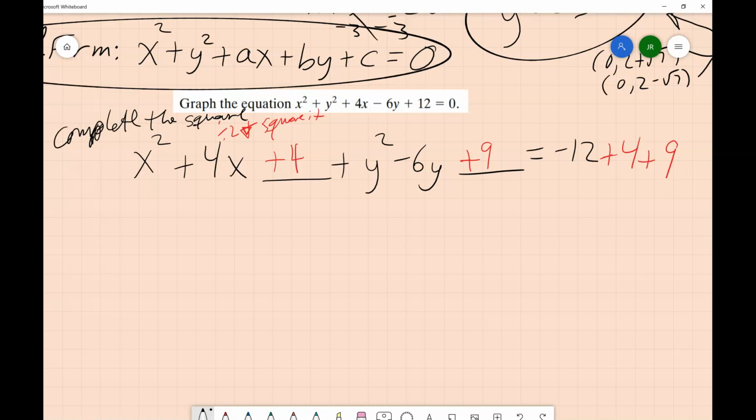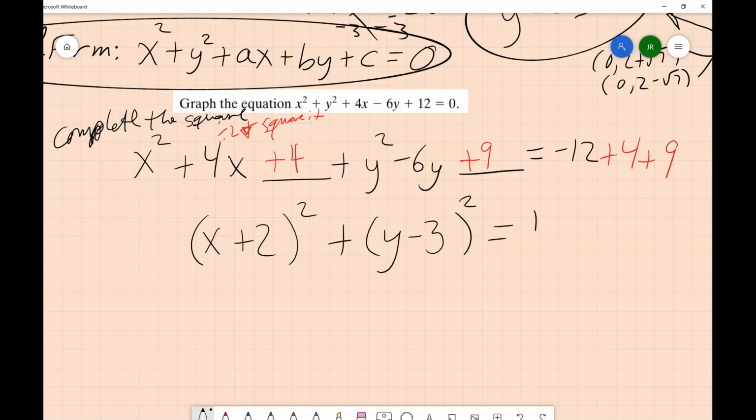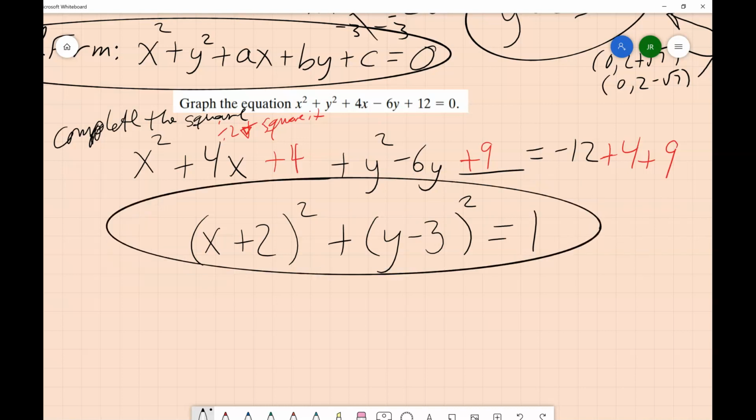So now, how does x squared plus 4x plus 4 factor? X plus 2 and x plus 2, or I'm going to write x plus 2 squared. How does y squared minus 6y plus 9 factor? Y minus 3, y minus 3. So I'm going to write y minus 3 squared equals negative 12 plus 4 plus 9, that says negative 12, that's going to be 1. So here is my standard form.